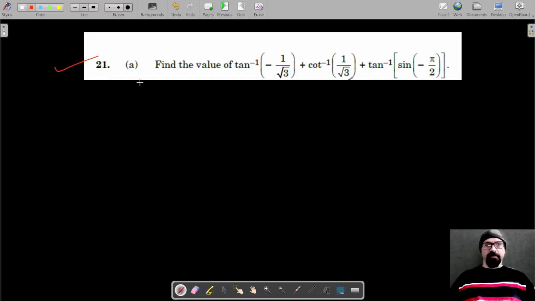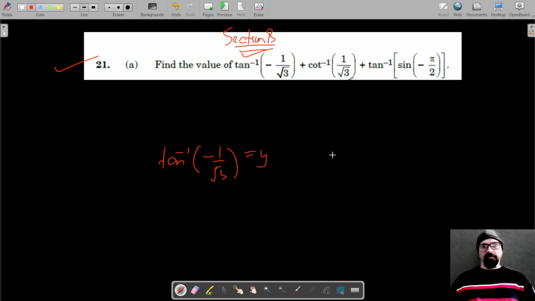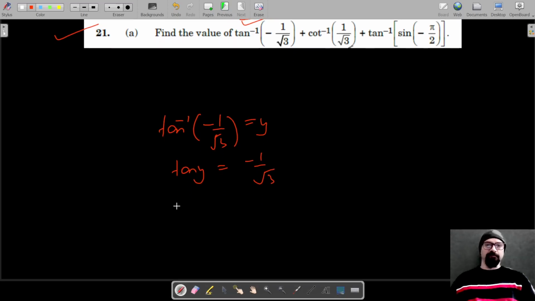For question number 21, part A, this is section B, and we have to find the value of the given expression, starting with tan inverse of minus 1 by root 3. So let's try to find these values one by one. The first one is tan inverse of minus 1 by root 3. Let's say this is equal to y. So I can write it as tan y is equal to negative of 1 by root 3.